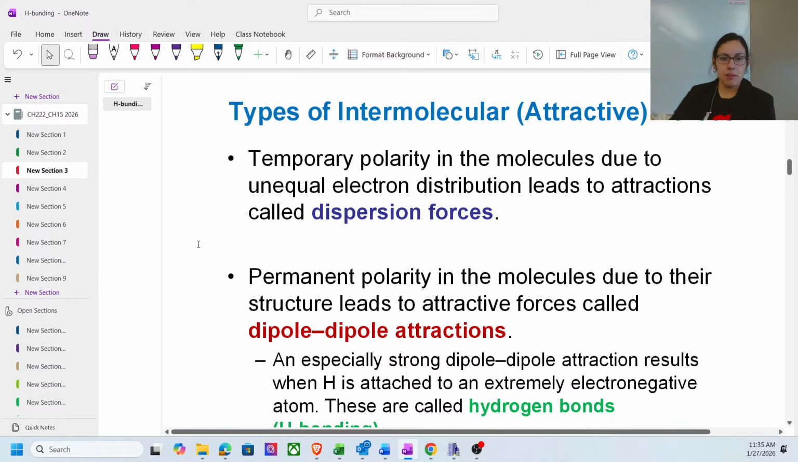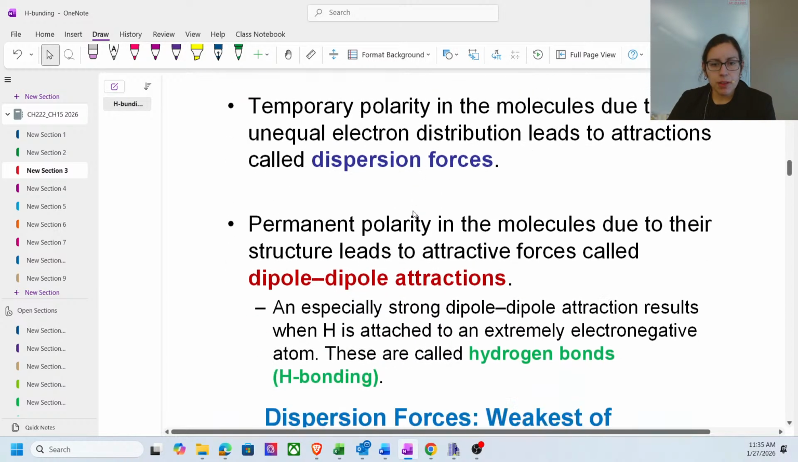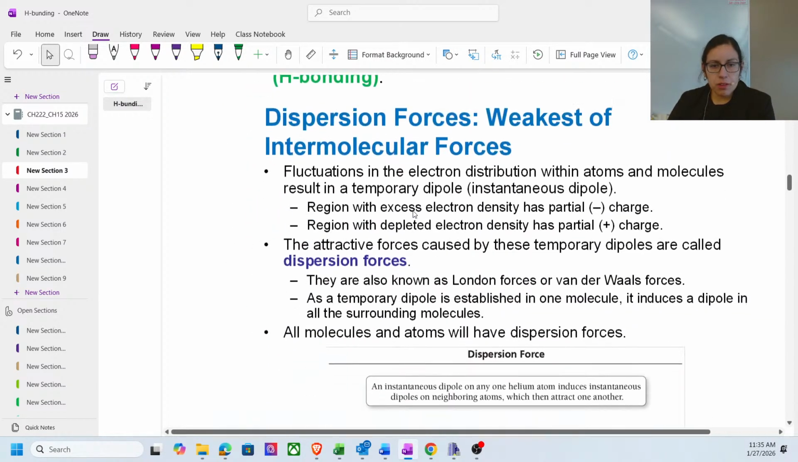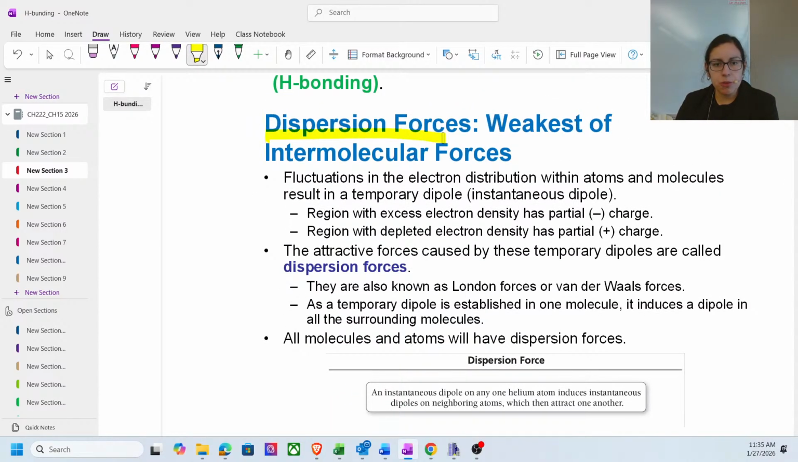All right, so let's start going through them more specifically. So we'll start with our dispersion forces. And you may see different names for these dispersion forces. They're also called van der Waals or also London dispersion forces. And so these van der Waals or London dispersion forces are the weakest of our intermolecular forces. And they're caused by fluctuations in our electron distribution that cause a temporary dipole.